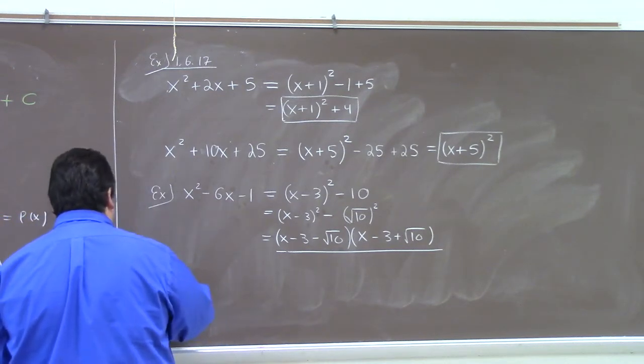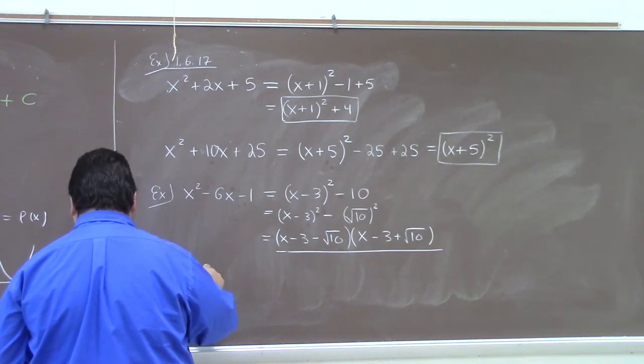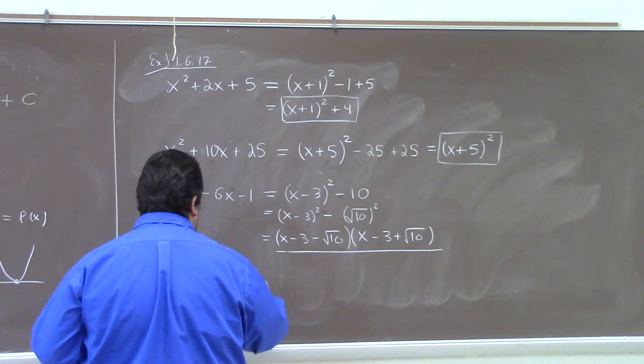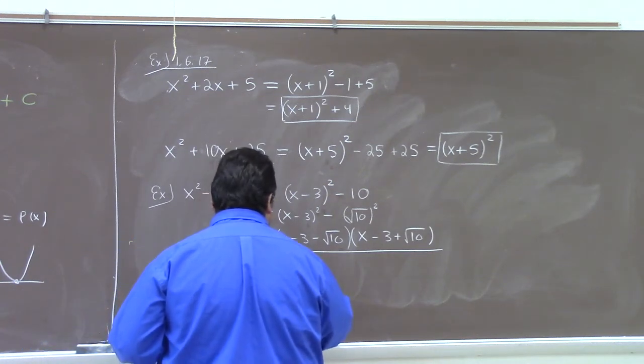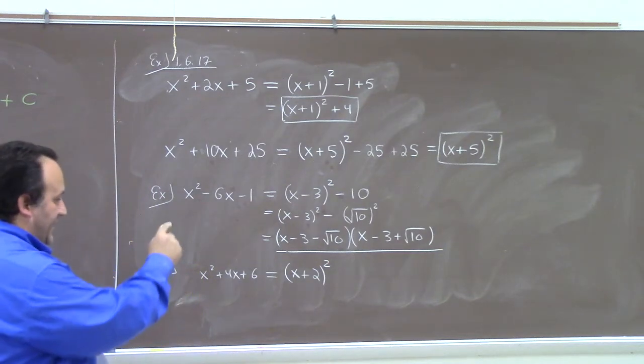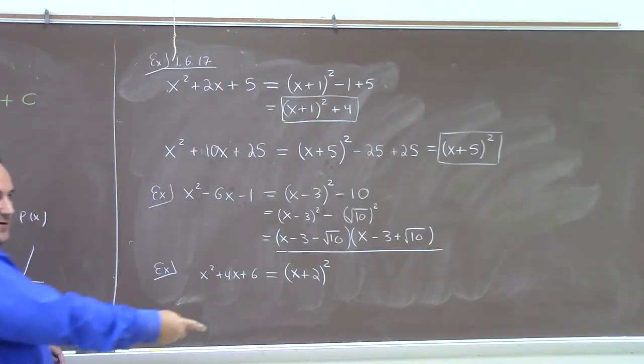Now, sometimes the factorizations are complex, right? So here, x squared plus 4x plus 6. So we've got x plus 2 quantity squared, right? I take half of 4 and I square it. So I have to subtract 4 because I just added it.